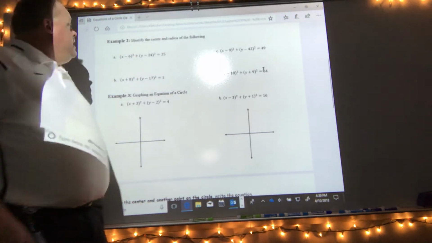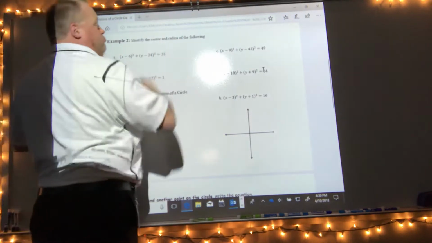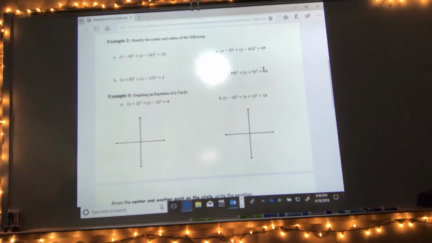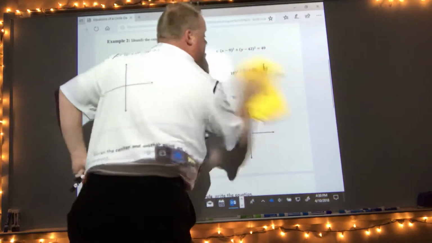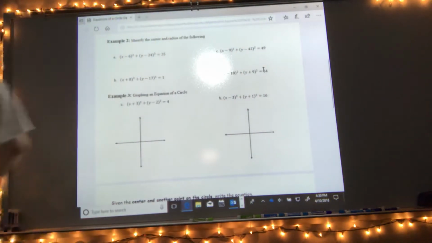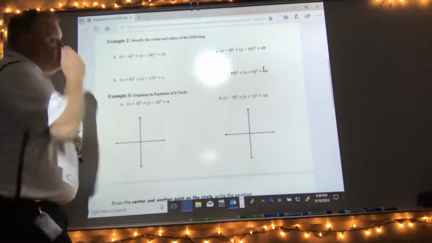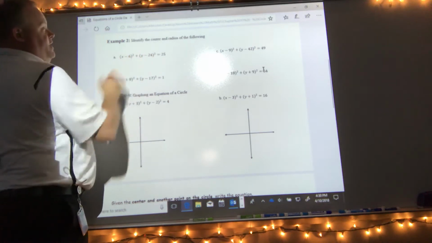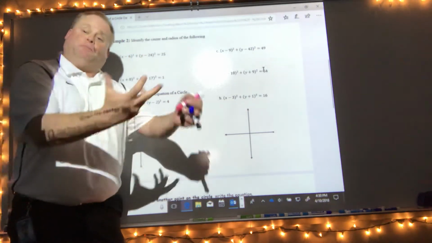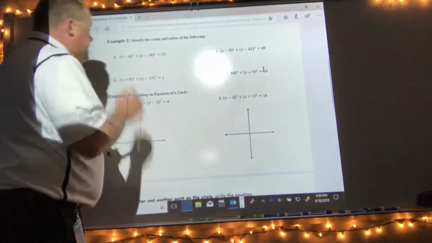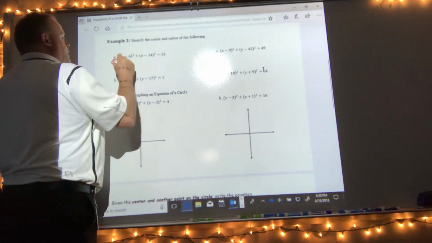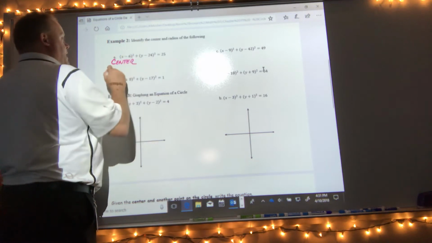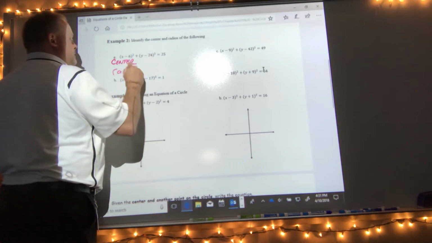Okay, here we go. Next one says identify the center and radius of the following. So it says identify the radius and center of the following. This time, they're giving us the equation of a circle. So I need to pull the information out. I look at this, I want my center, and I want the radius.